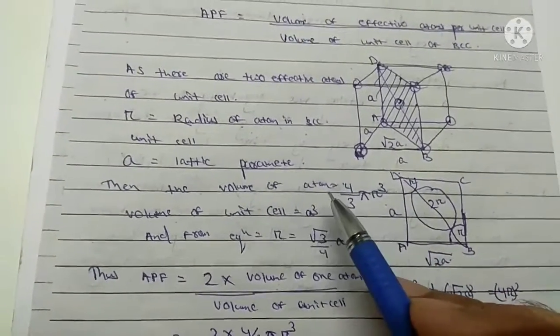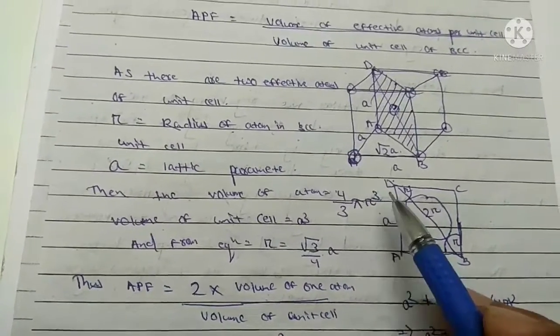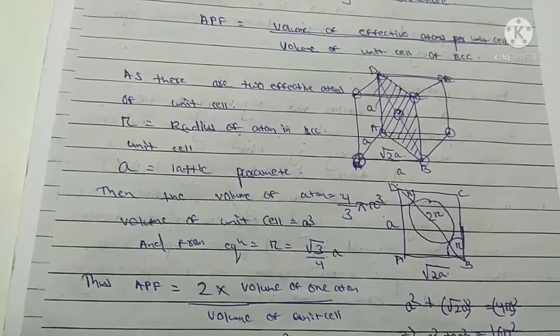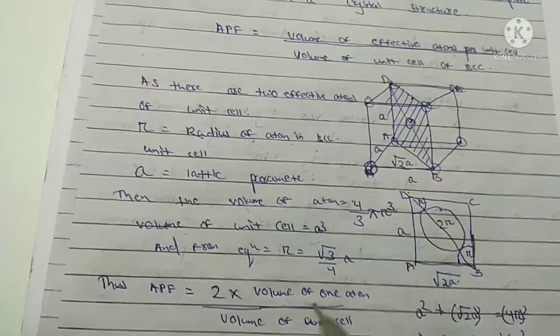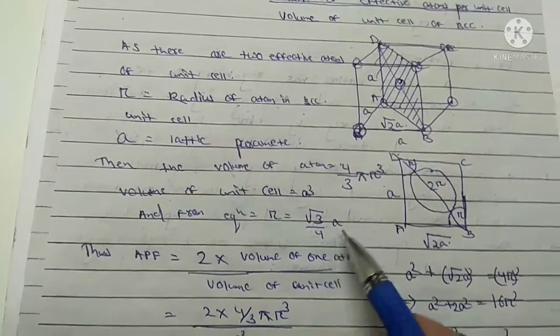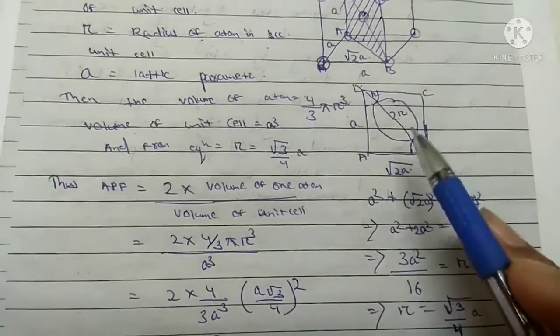Then the volume of an atom is equal to 4/3 pi r cubed. The volume of the unit cell is equal to a cubed. And from the equation, r is equal to root 3 by 4 a.